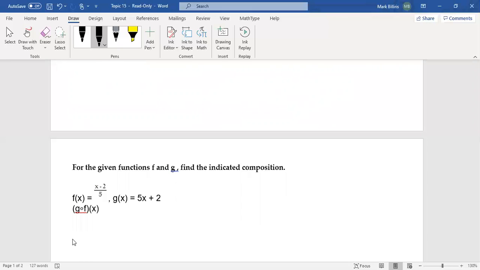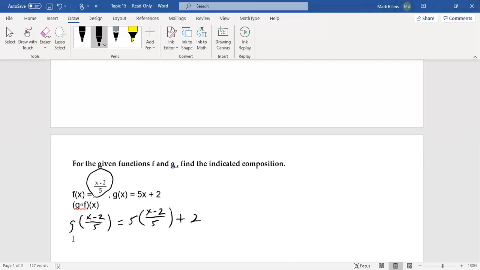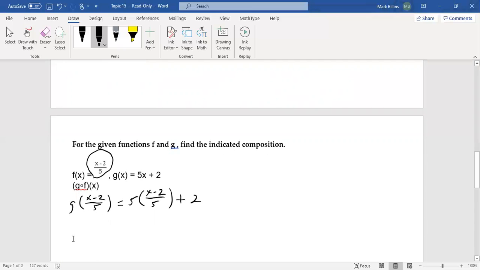Work from right to left. So we find f of x, well, that's given as (x minus 2) over 5. So that means we're going to find g of (x minus 2) over 5, which means we substitute (x minus 2) over 5 in for x. And remember, we still have that plus 2, and we still have the coefficient of 5. So now to simplify, the 5's reduce. So that would give us x minus 2 plus 2, and negative 2 plus 2 is 0. So our answer would simply be x plus 0, which is x.